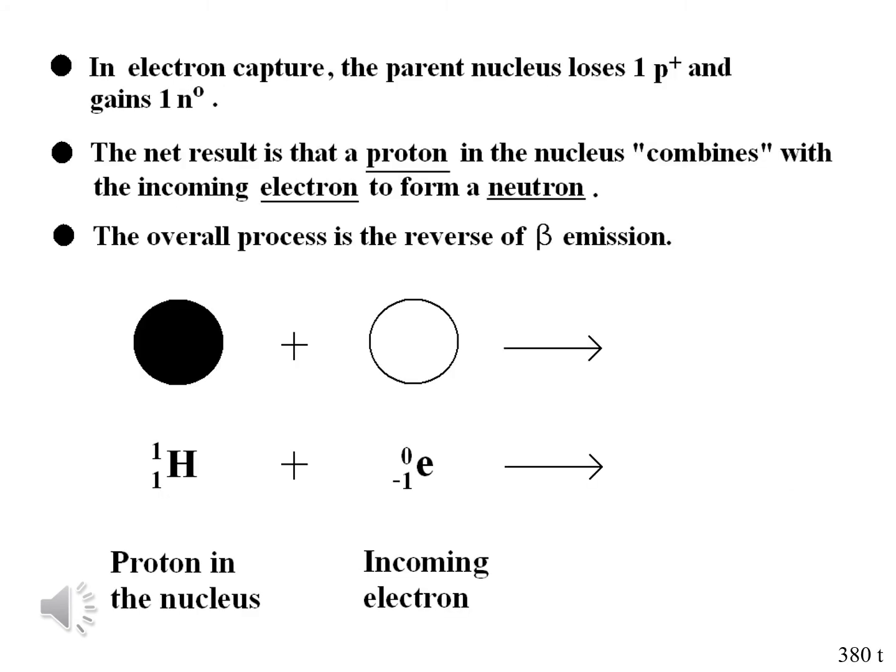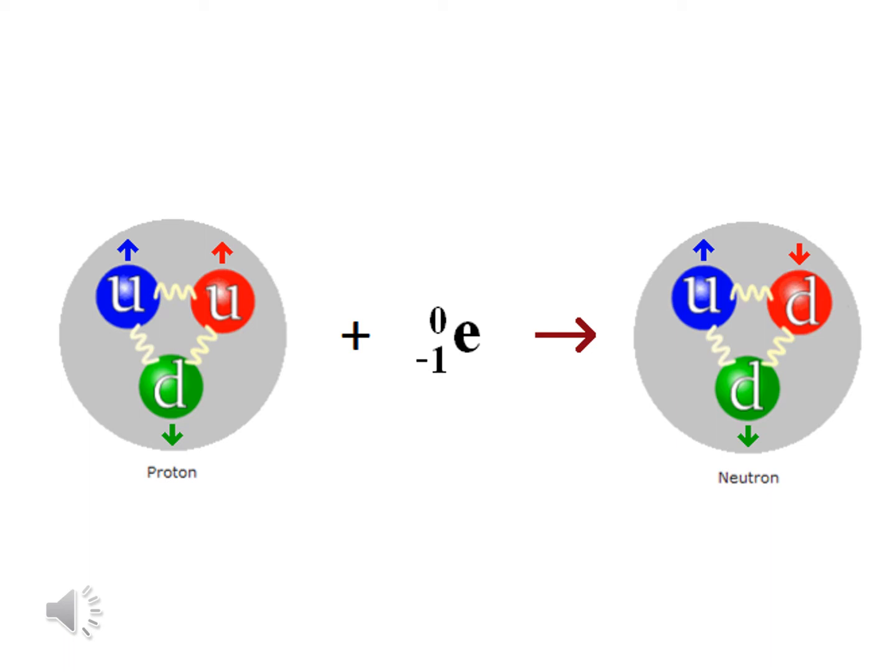I showed this graphically by saying that a proton, the black one, combines with the incoming electron, and if you add the tops and the bottoms, that would form a neutron. But you know that what's actually happening has to do with the quarks flipping, so let's look at that. In this case, when the electron combines, it actually causes the up quark in the proton on the upper right to flip down again, which turns the thing back into a neutron.